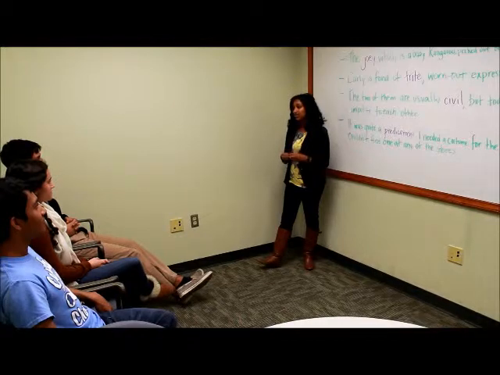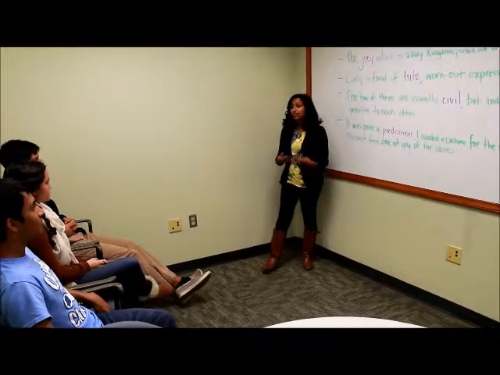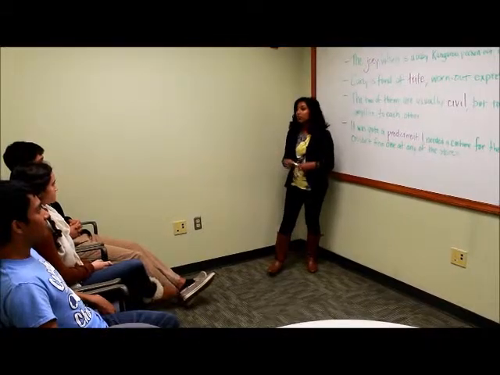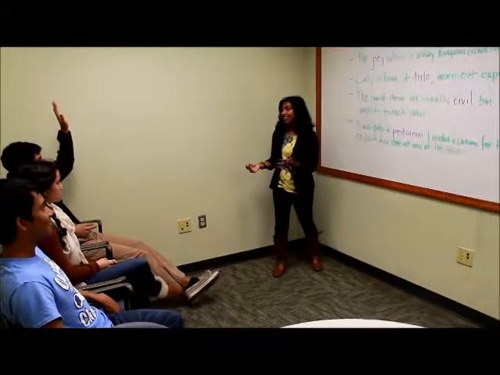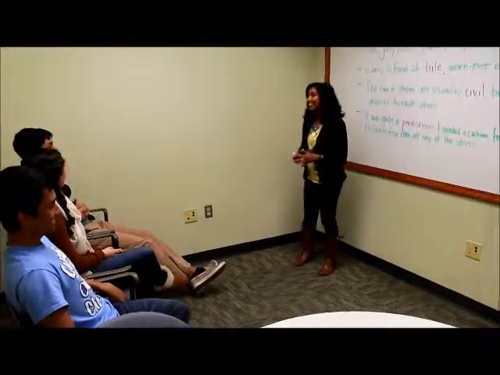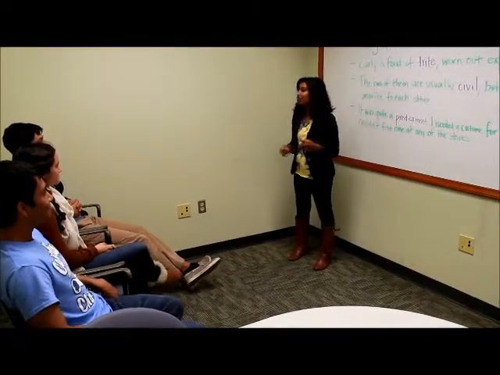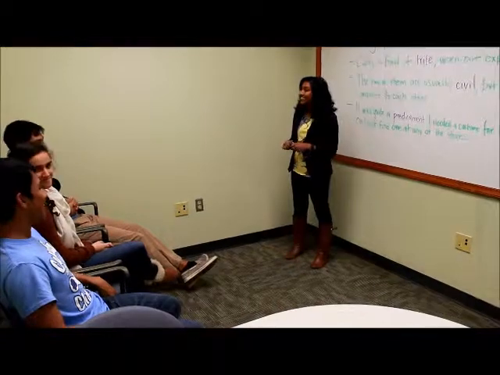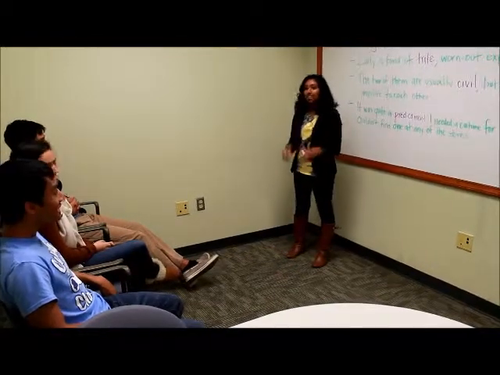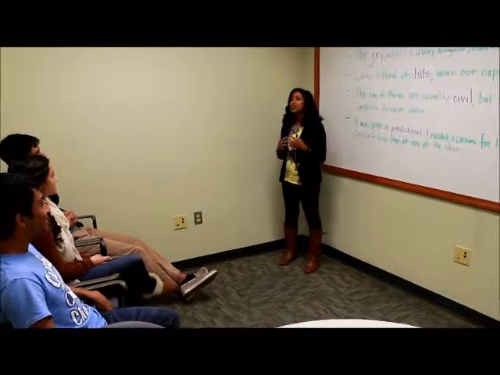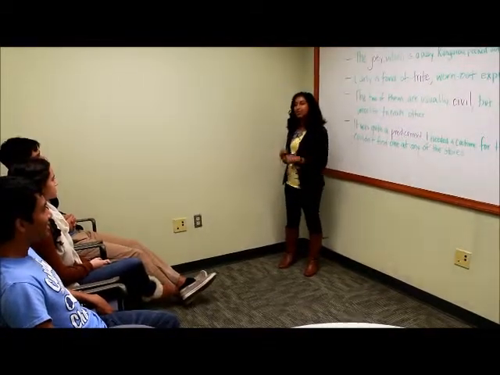Context clues include definitions, which are the literal or dictionary meaning of a word. They also include antonyms, which are... Yes, Sagar? The opposite meaning? Exactly, the opposite meaning of a word. They include synonyms, which are, Kevin? The same meaning as the word? Exactly, words that have a similar or an alike meaning as that word. And they include examples, which are a little tricky, but we're going to figure it out.